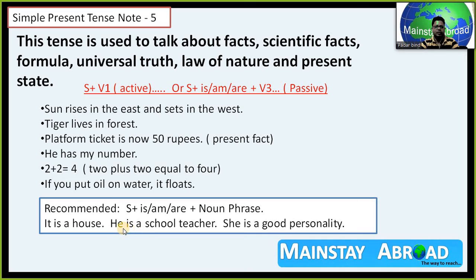What do we see here? He is a school teacher, a present fact. She is a good personality, a present fact, the way we describe here. So we talk about any kind of facts, scientific facts, any formula, scientific formula, research, mathematical formulas, universal truth, law of nature, and any present state or present fact, the way we see. In this way we can use this note, simple present tense. It's a very simple way to understand. It's not at all complicated or difficult.